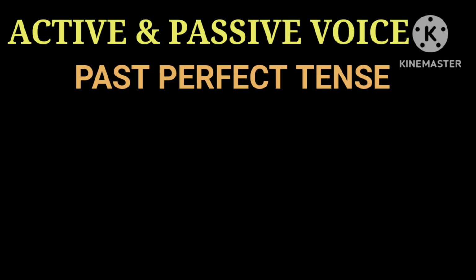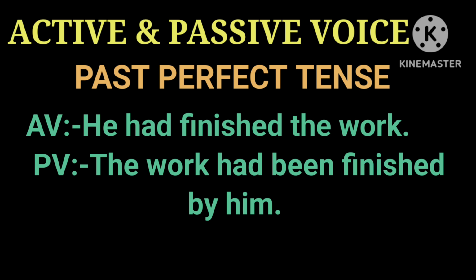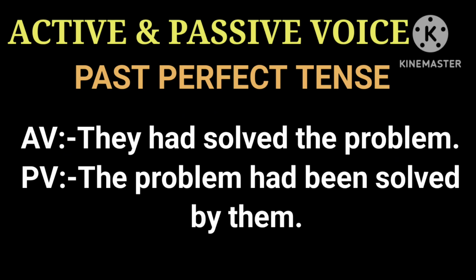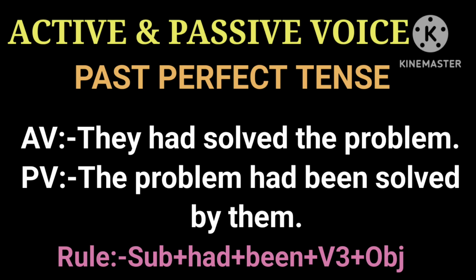Next, past perfect tense. For example, he had finished the work. In passive voice, the work had been finished by him. Next example, they had solved the problem. The problem had been solved by them. You can observe the rule here: subject plus had plus been plus V3. The problem is the subject here. Had been solved is the V3. So this is the rule for changing past perfect into passive voice.